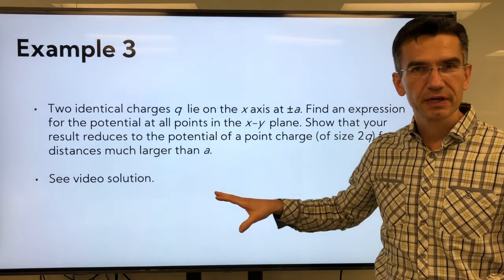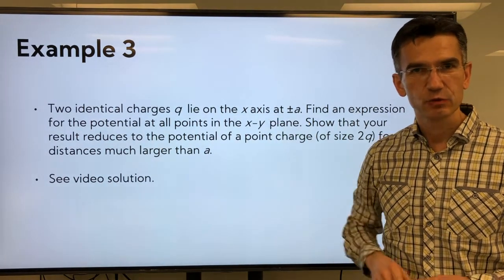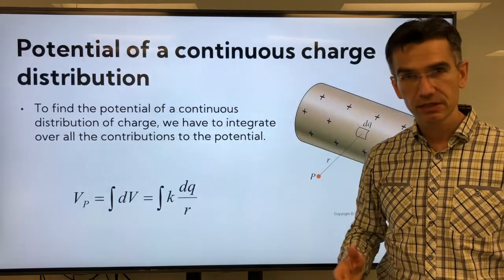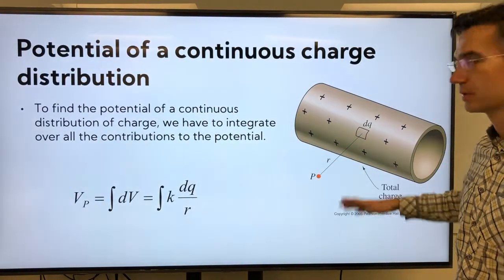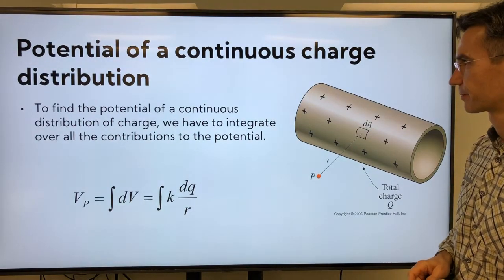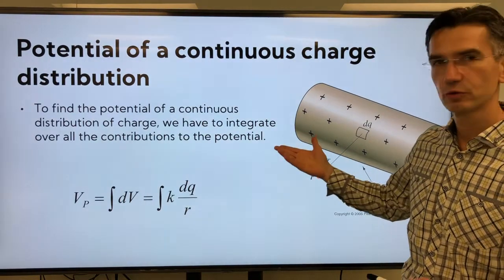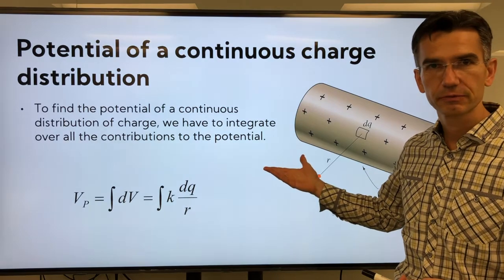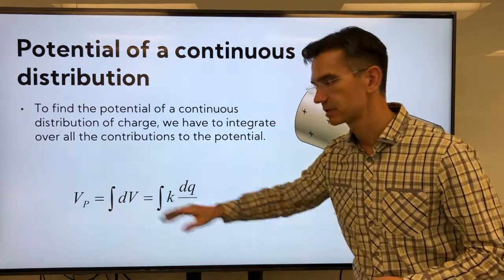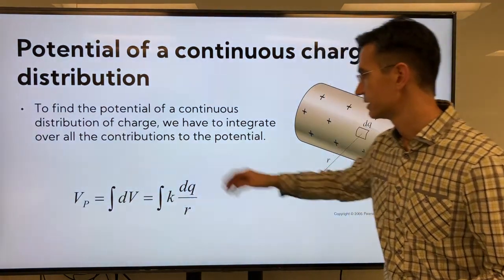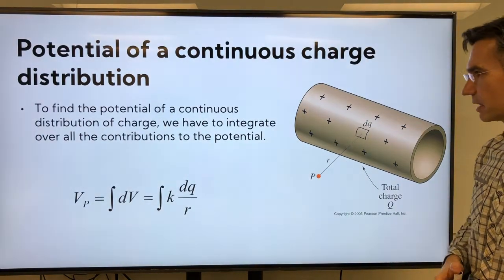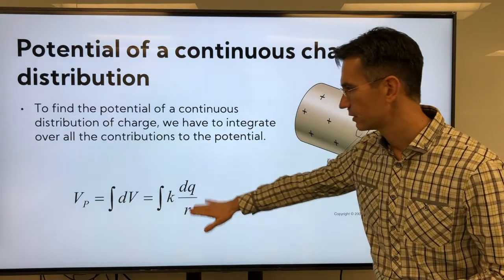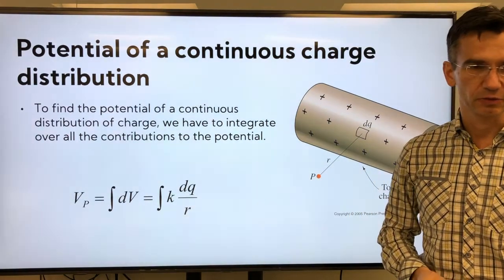So far, we have been discussing collections of individual point charges. If you have a continuous charge distribution, a case like this, for example, a positively charged cylinder, you would again use the principle of superposition, but now you use integration to integrate over the entire surface or volume of the charge distribution, so that you get an expression for the electric potential that way.